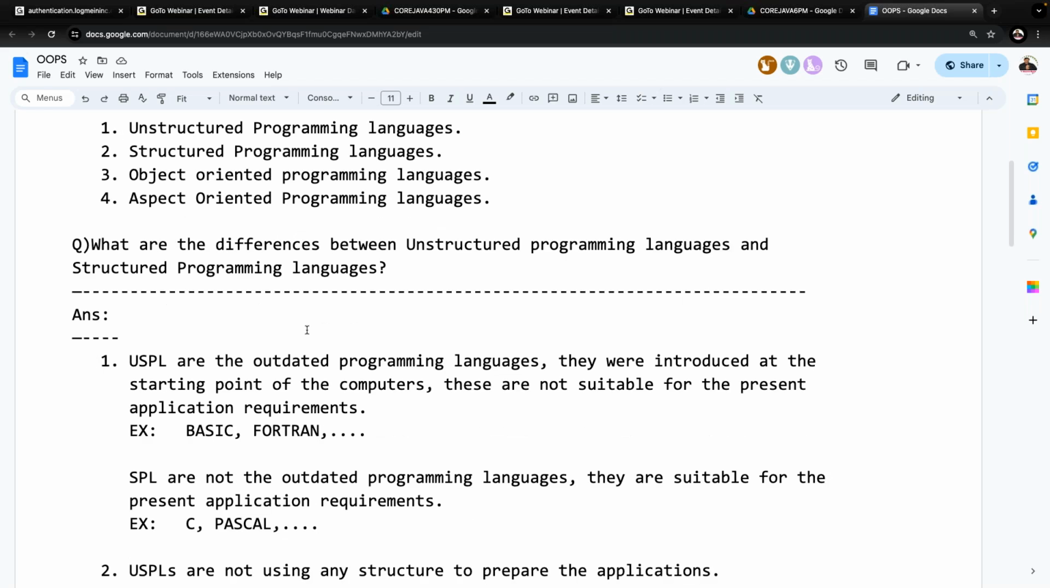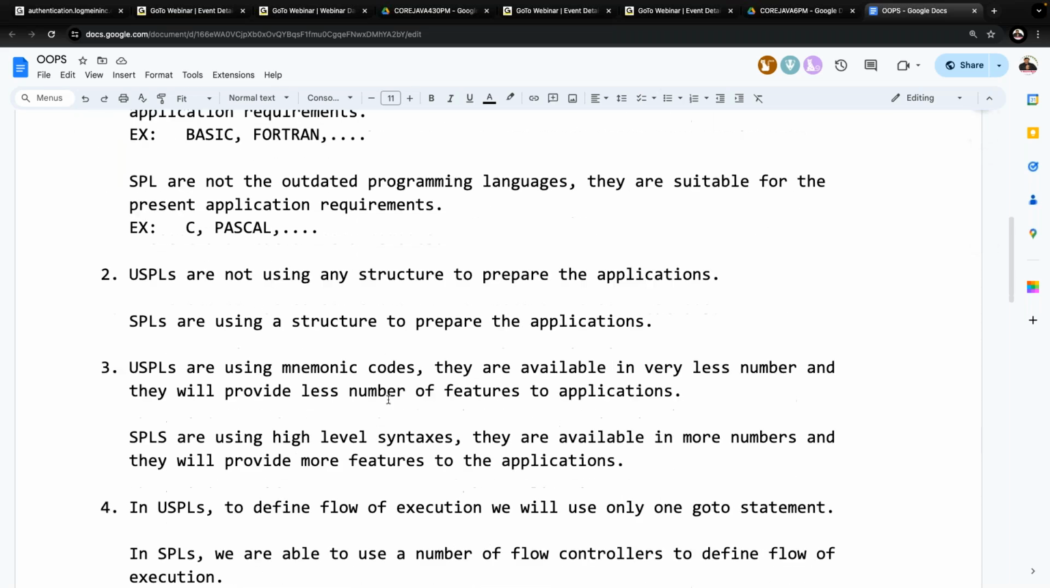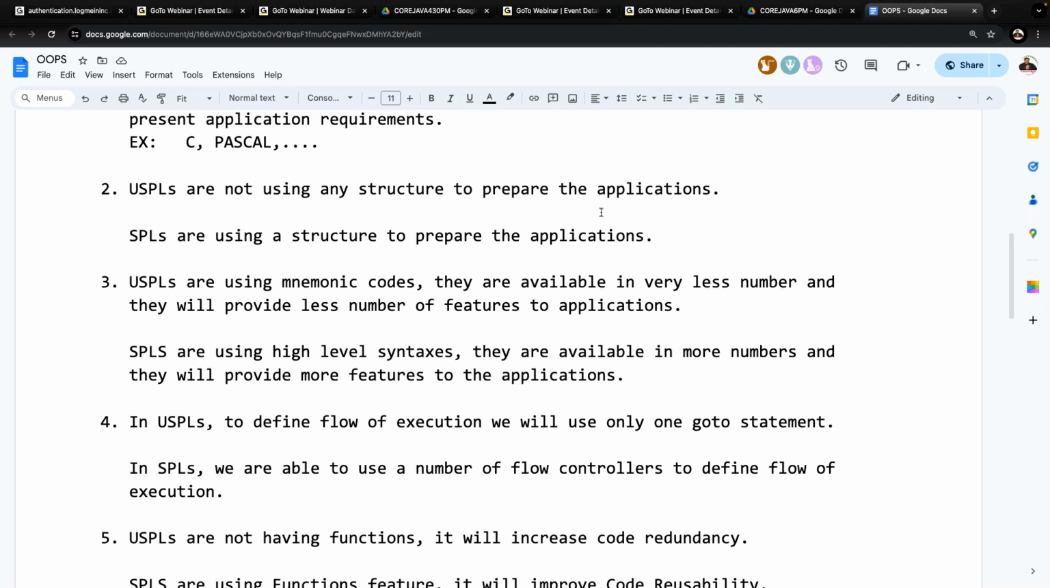There are some differences between unstructured and structured programming languages. Unstructured programming languages are outdated. They were introduced at the starting point of computer science, and they are not suitable for present application requirements. But structured programming languages are not outdated; they are suitable for present application requirements. Unstructured programming languages do not have any proper structure to prepare the applications, whereas structured programming languages have a proper structure to prepare the applications.